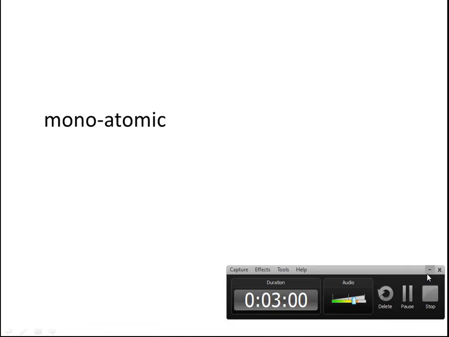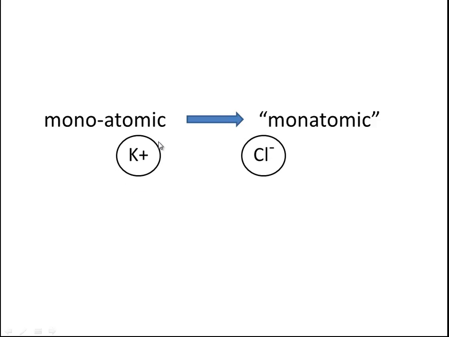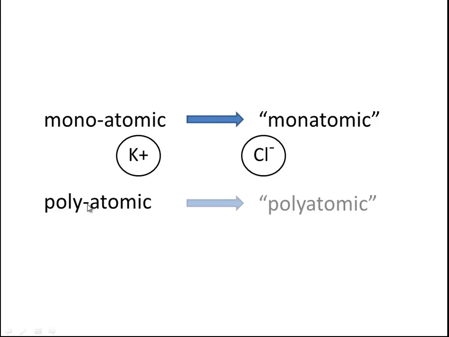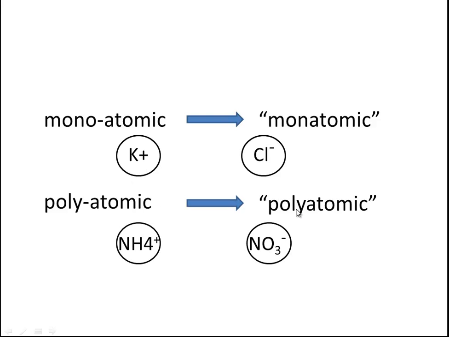Sorry about that. The word monatomic comes from monoatomic, which simply means one atom. Here are 2 examples: one example of a monatomic cation, and one example of a monatomic anion. They're called monatomic because the ion is comprised of just one atom. Polyatomic is the word we use to refer to ions where there is more than one atom. Poly means many, more than one atom.